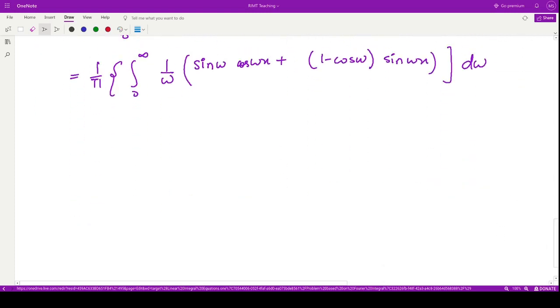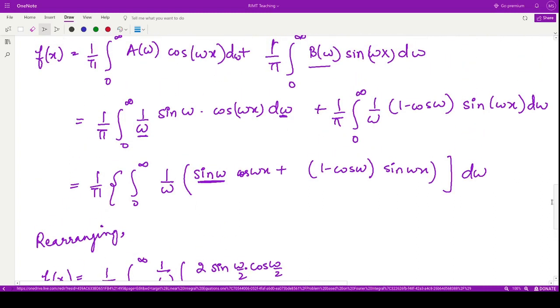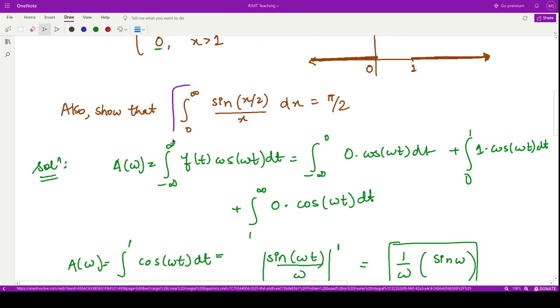So once you wrote this, you can now rearrange the terms so that you obtain f of x equal to 1 by pi integration 0 to infinity 1 by omega as such. Now in place of this sine omega, can you use the double angle formula? So according to that, you would be getting 2 sine omega by 2 cos omega by 2. Now we have written the Fourier integral representation as this term, right? But in the question they are also asking us to determine this thing. So I am proceeding over to that.